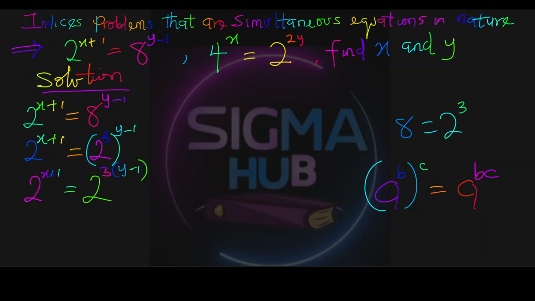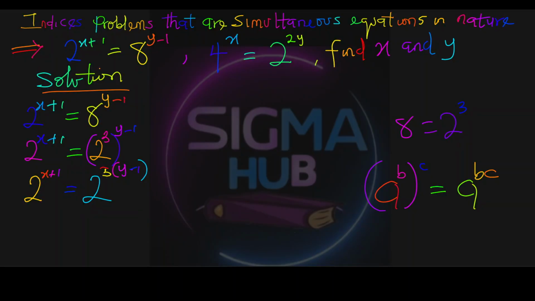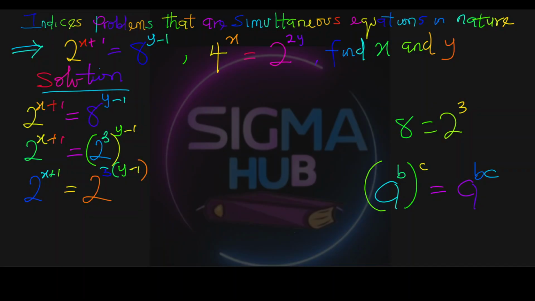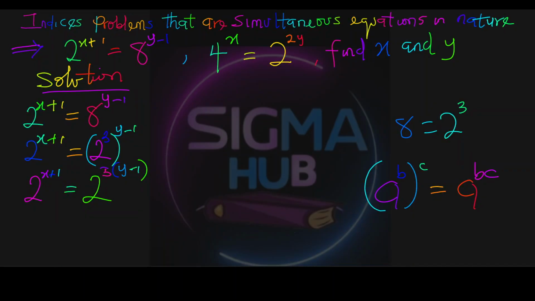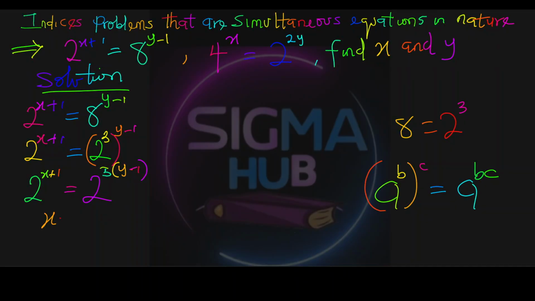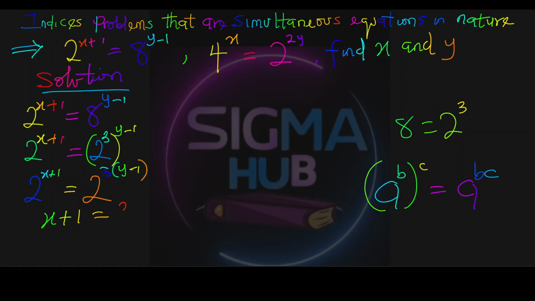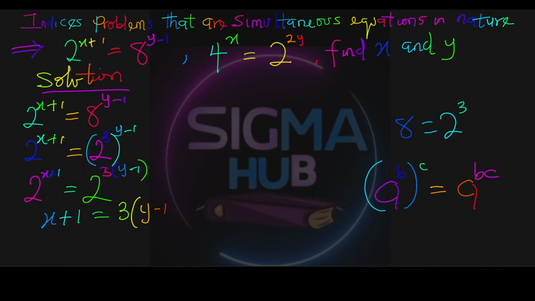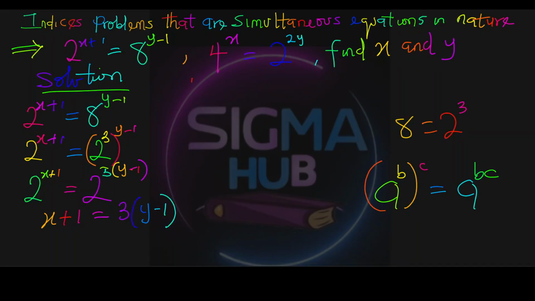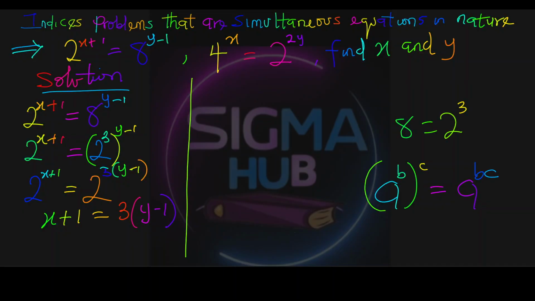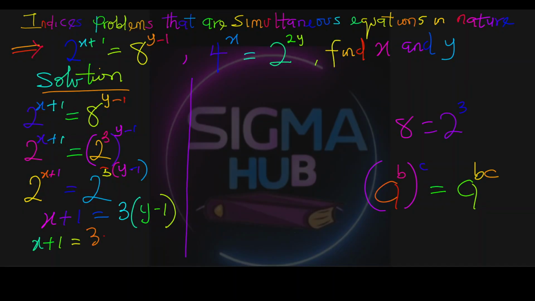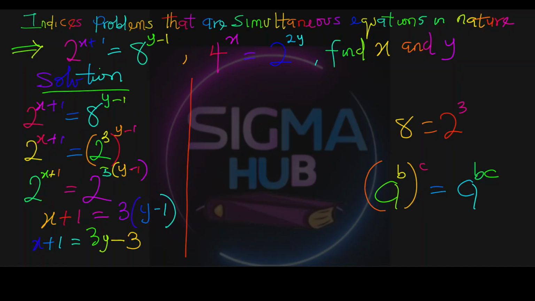Okay, let's leave it this way. Since they share the same base, which is 2, common base 2, we are going to be equating the power. So we have x plus 1 equal to 3 into bracket y minus 1. So from here we just simplify. So we have x plus 1 equal to 3y minus 3.